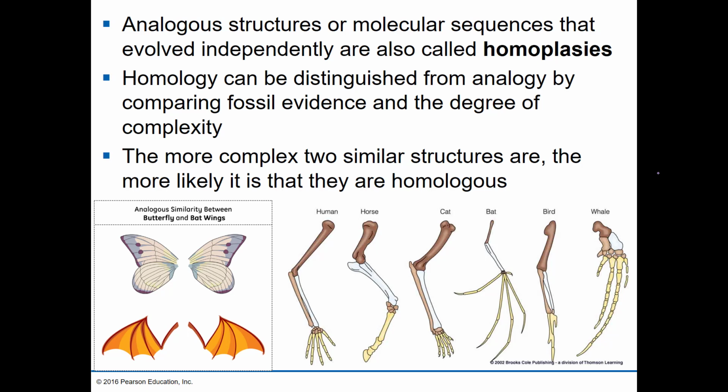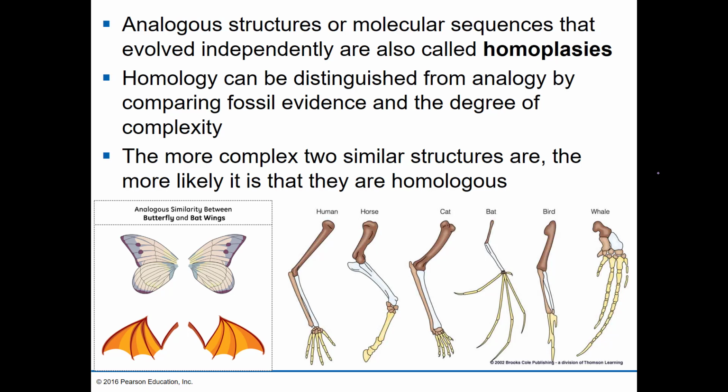Analogous structures or molecular sequences that evolved independently are also called homoplasies. And I hate that because you think of homologous, right? And homoplasies would make you think of homologous. Well, try not to. Homoplasies are analogous structures. That's going to be kind of a tough one, at least it always is for me to try to distinguish between the two.